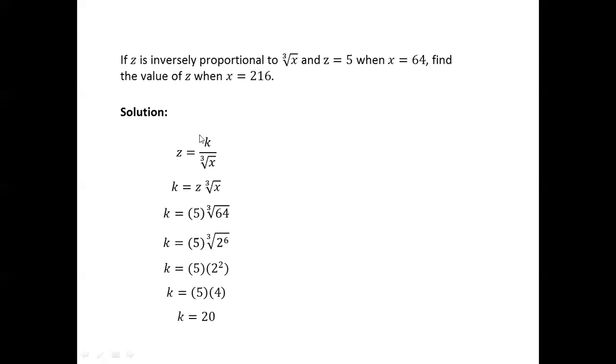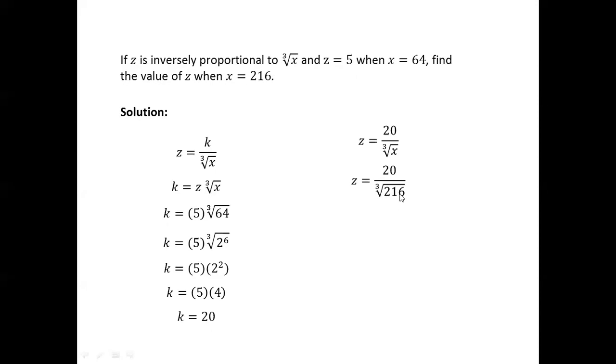We can now replace the k here by this value, giving us z is equal to 20 over the cube root of x. We can now solve for the value of z when x is equal to 216. Now, finding the cube root of 216 can be difficult for some. So we again express this in terms of its prime factors. Now, notice that the sum of the digits of this number will be equal to 9, which is divisible by 3. That means this number is divisible by 3.